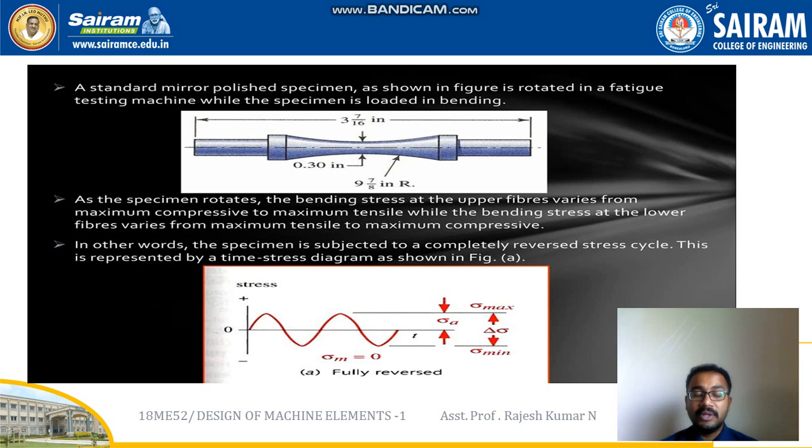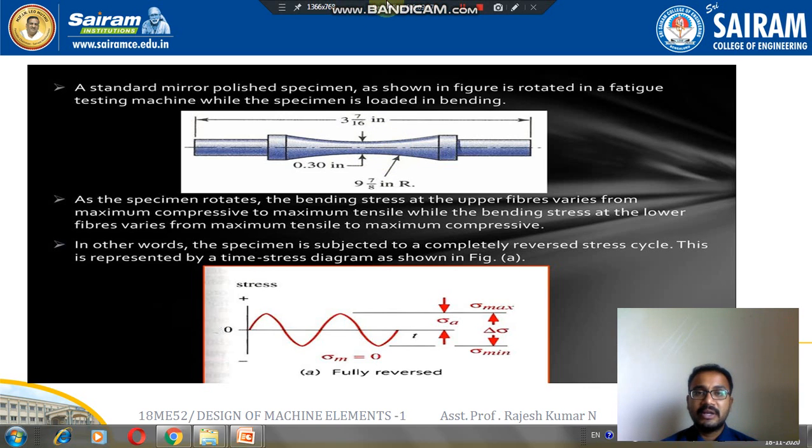Similarly, moving to the next one, we have size. Based on the diameter of the specimen, maybe from diameter 0 to 8 mm, or 8 to 50 mm, or 50 to 100 mm, like that, we will be fixing the modification factor for the size. And for the surface, it can be a rough surface, a polished surface, or a semi-polished surface. So based on all these parameters, we will be discussing these modification factors.